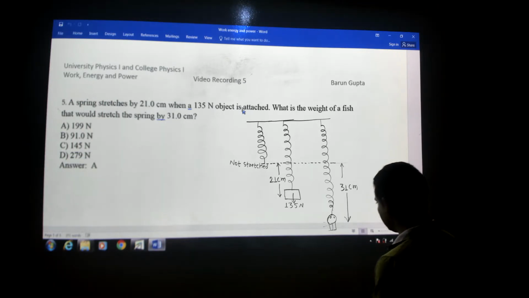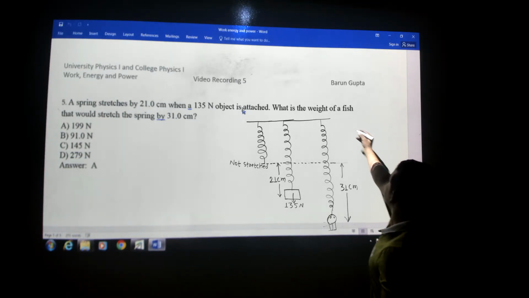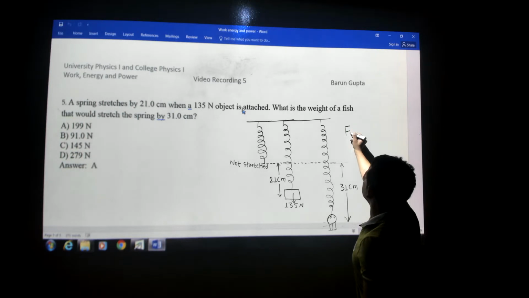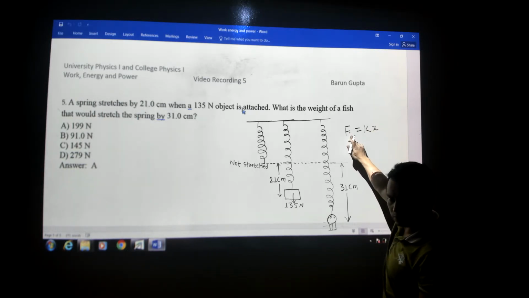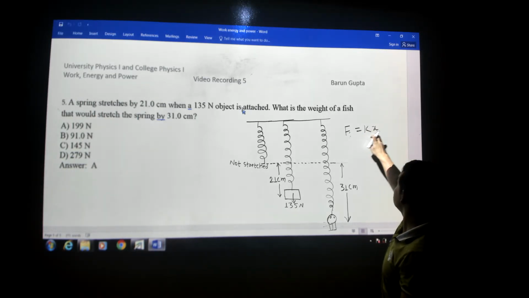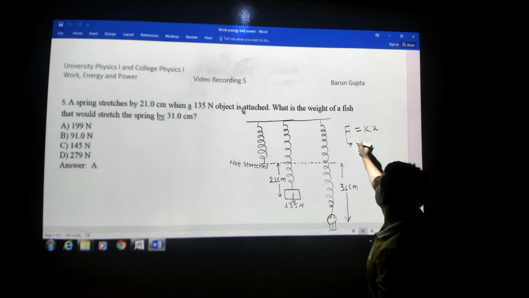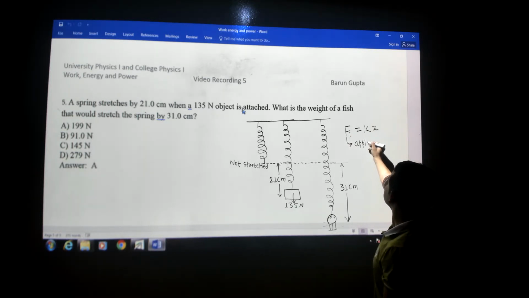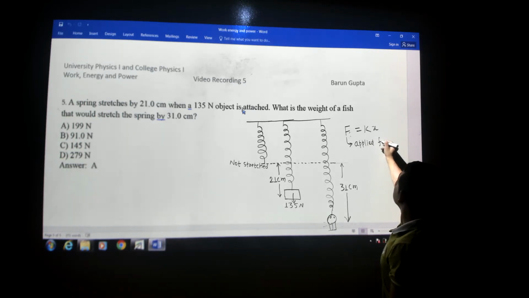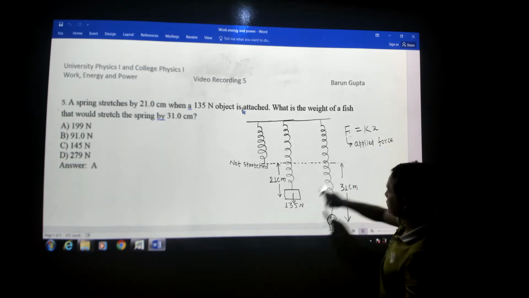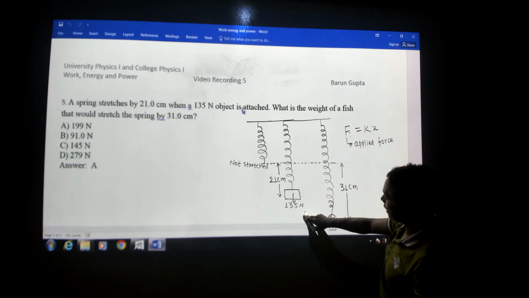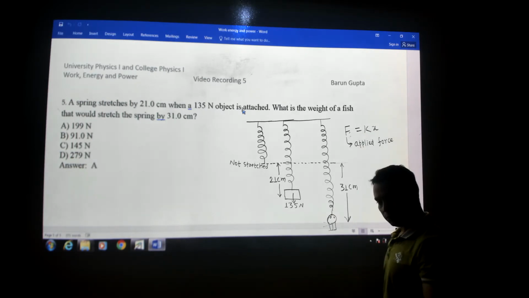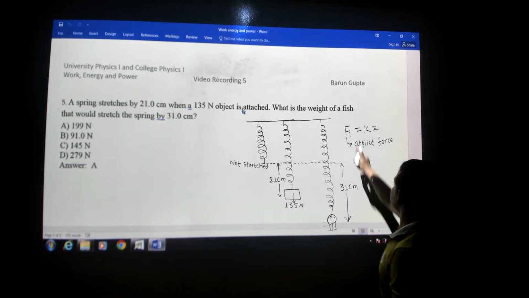So we're going to use Hooke's law. What is Hooke's law here? Hooke's law is force equals K times X. This is the applied force, this is the spring constant, and this is the displacement. If I use the restoring force, then you have to put the negative sign here. But if you're using the applied force, then you don't have to put the negative sign.